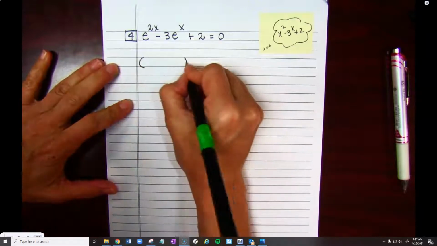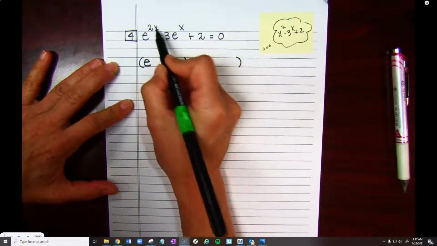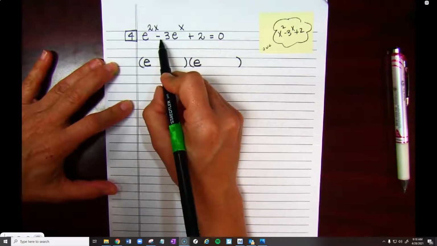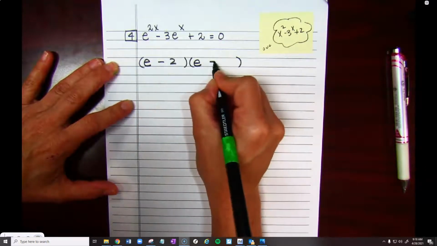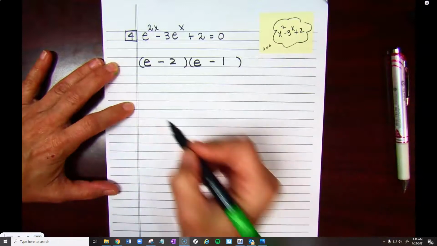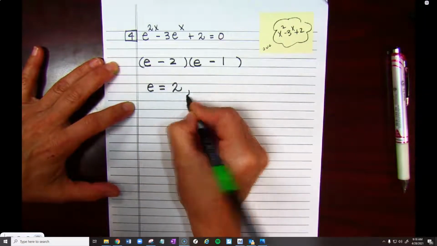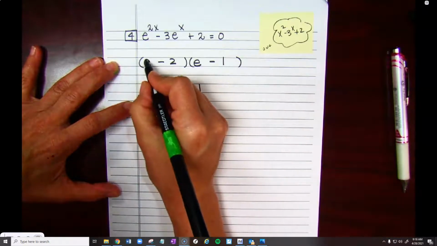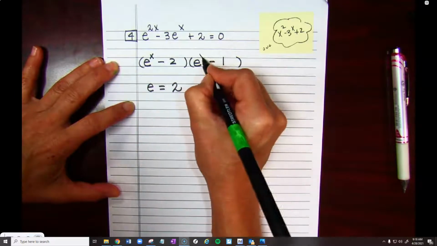So this is going to turn into e, see there's two of them, I split them up. And we have a positive 2, but we need it to equal a negative 3. So that's minus 2 minus 1. So e to the x is going to equal a positive 2 and a positive 1. I'm sorry, not e, it's the x. So e to the single x, e to the single x.